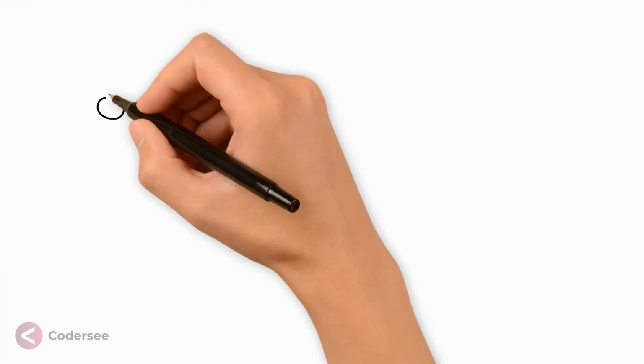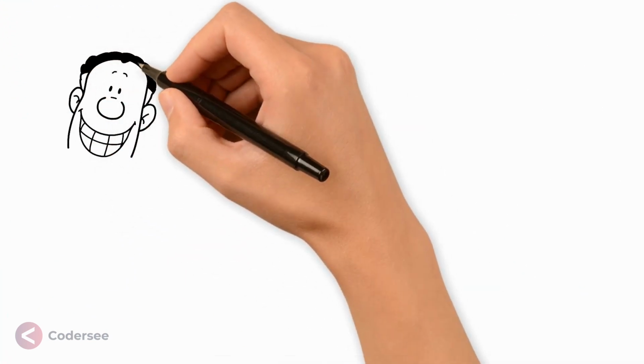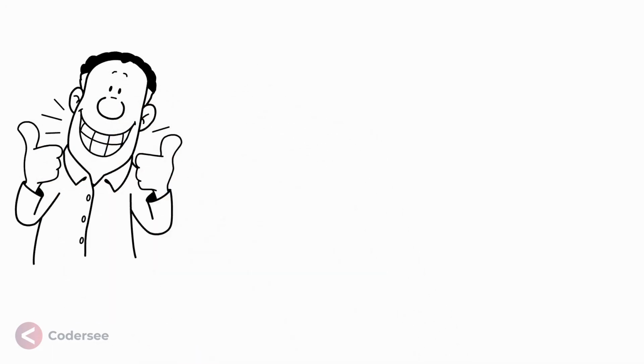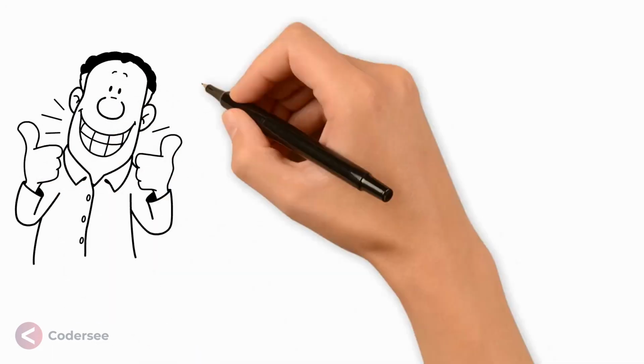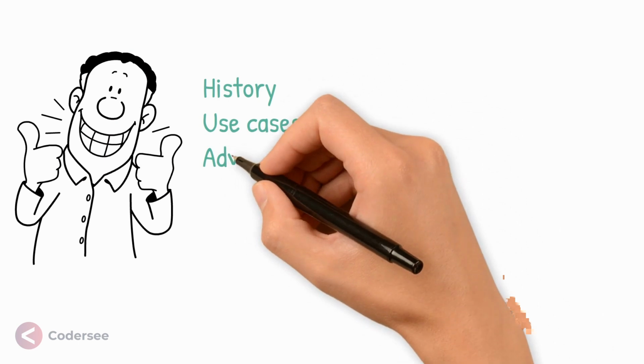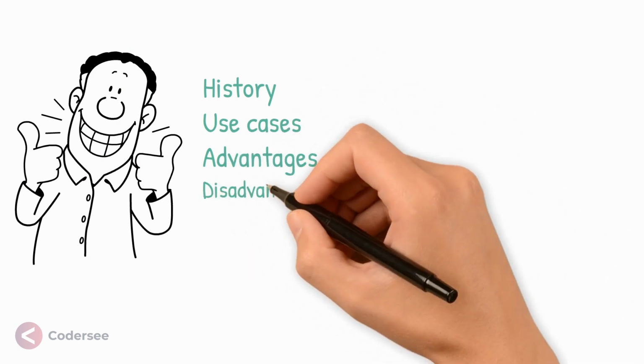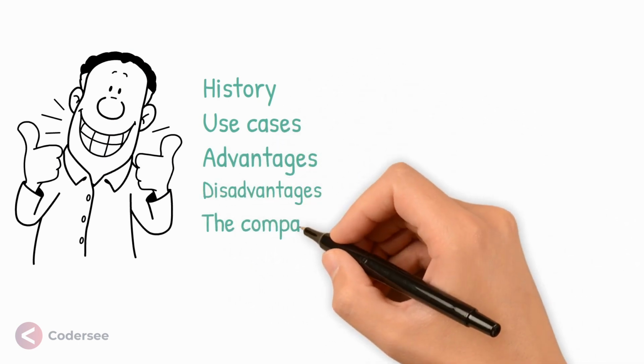So that would be all for this video explaining what exactly Redis database is. Together, we've learned more about its history, use cases, advantages, as well as the disadvantages and the companies using it to deliver their products.